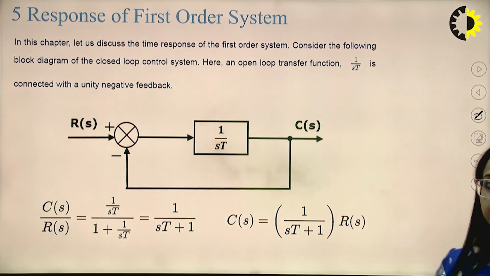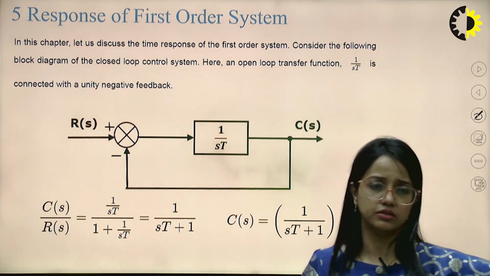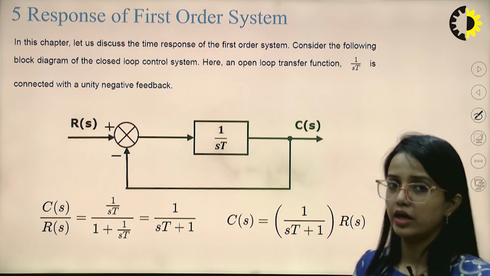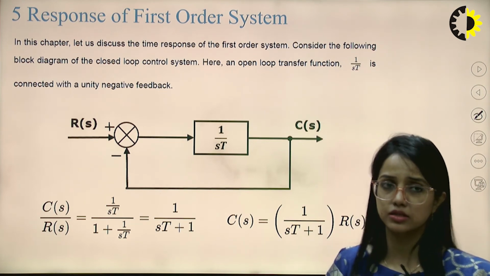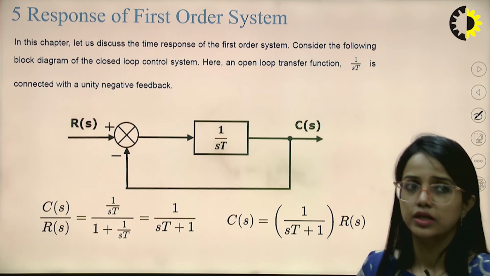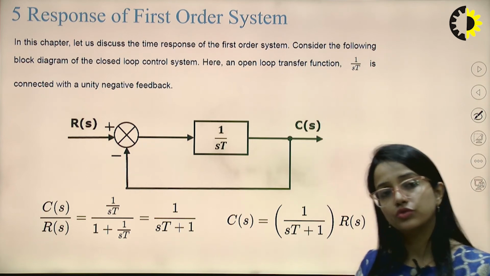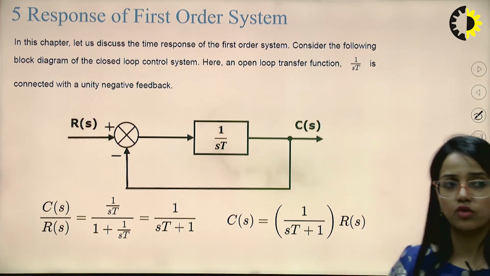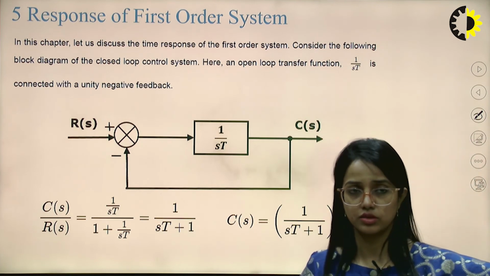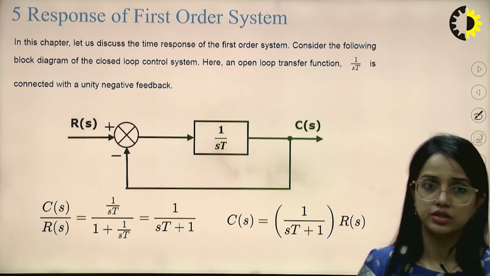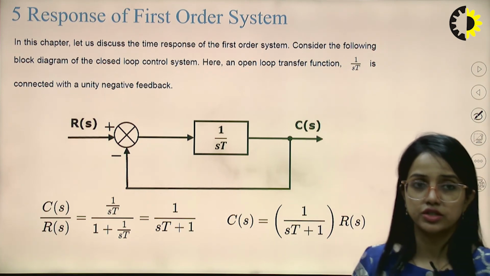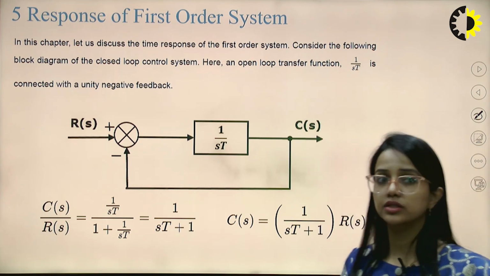So in this chapter, let us start with the basic, foremost and simplest system, the first order system. Let us discuss the time response of the first order system considering the following block diagram of the closed loop control system. Here an open loop system having the transfer function G(s) is connected with a unity negative feedback.